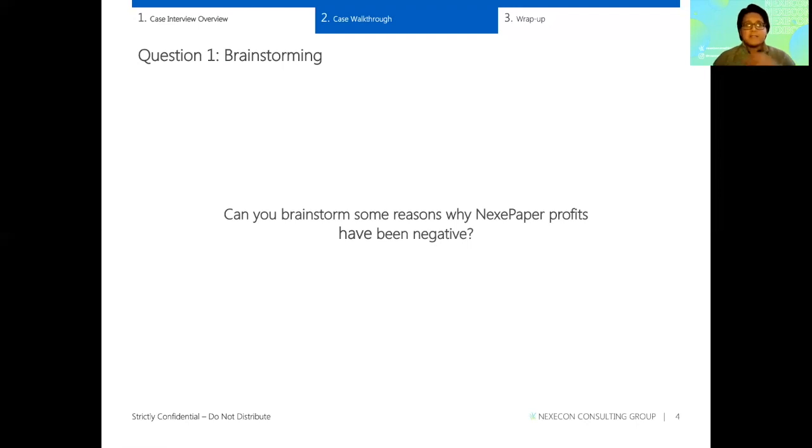So some revenue factors that could be contributing to decreased profits would be either a lower price, which demand hasn't compensated for, so that could mean a revenue drop, or there just could be lower demand in general, and maybe that's just because there's new competitors in the paper market that are stealing some of Nexapaper's market share. I think what is even more interesting is on the cost side, and I think that's a lever that we can look at as well.